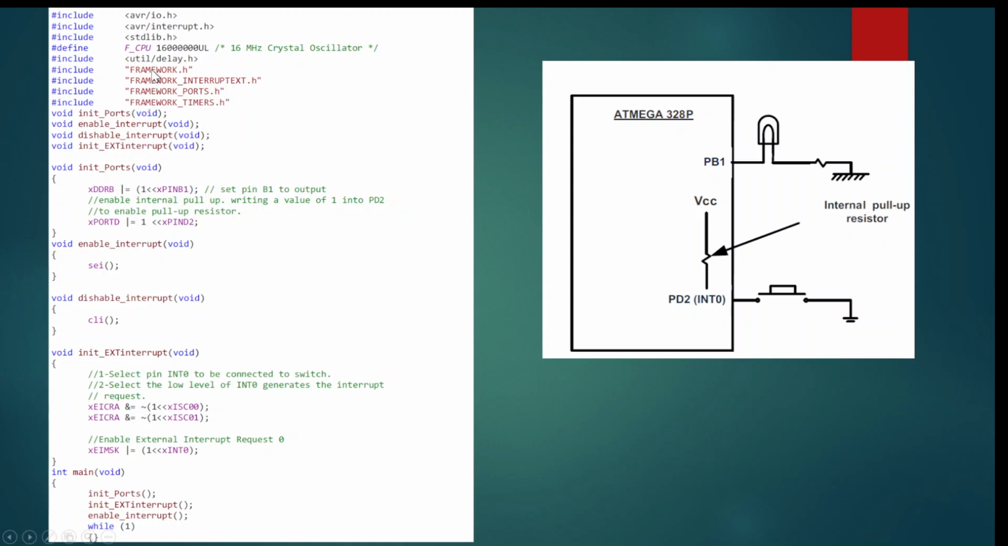So we included our framework, which we developed two presentations ago. We're going to include our framework port, which we developed in the last presentation. And we're going to include the framework interrupt, which we just developed. So first we initialize the port, like we said. Now this port is already initialized to input by default. But what we need to do is set the port PB1 to output, because we're going to have to output the 5 volts to turn on the light.